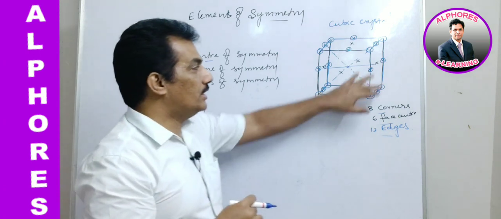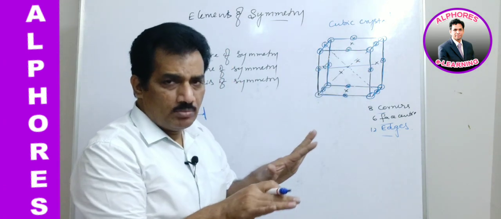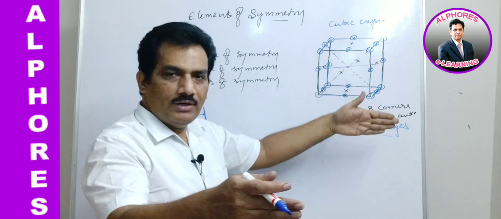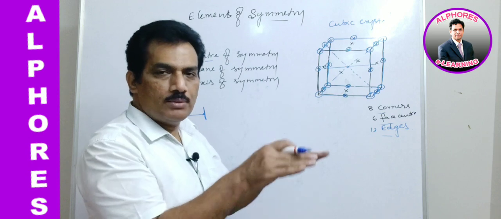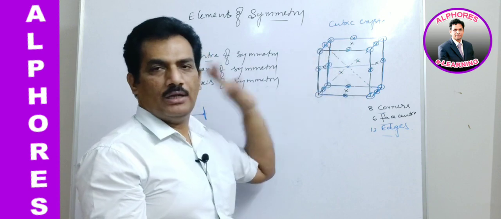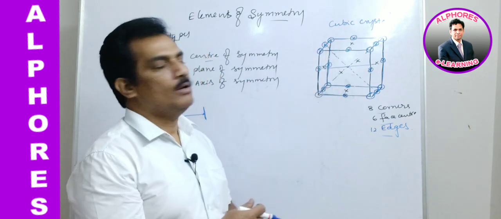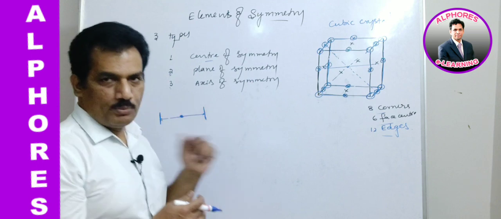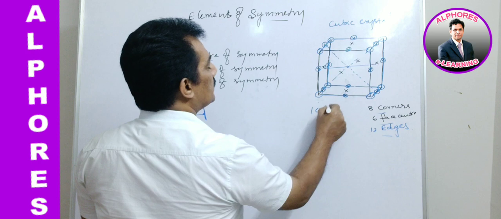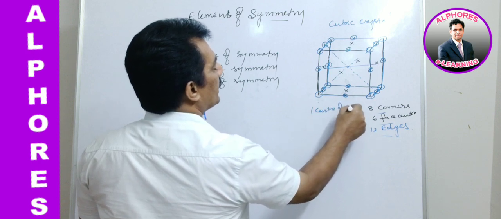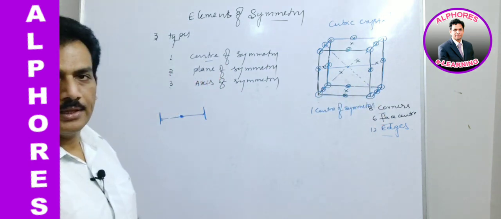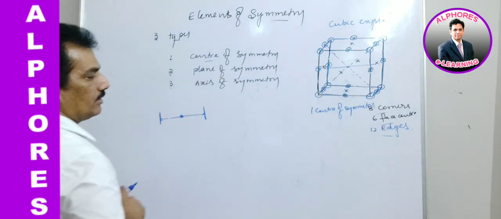Remember, in all directions the points need not be the same. Only when we move in opposite directions at equal distance and reach the same type of or similar kind of positions, it is said to be the center of symmetry. For a cubic unit cell or a cubic crystal, there will be only one center of symmetry. Clear? That is about center of symmetry.